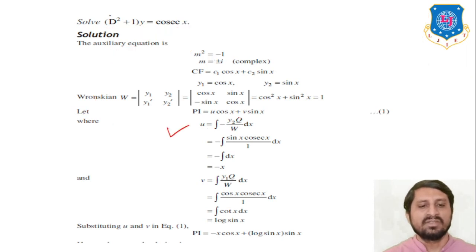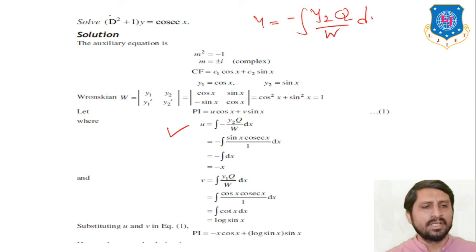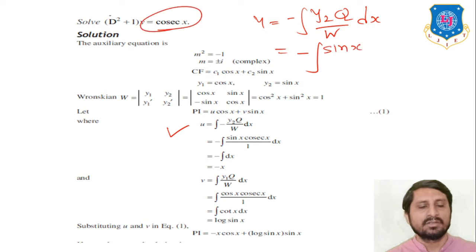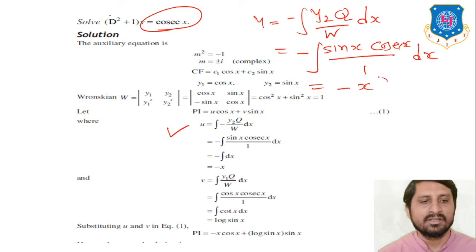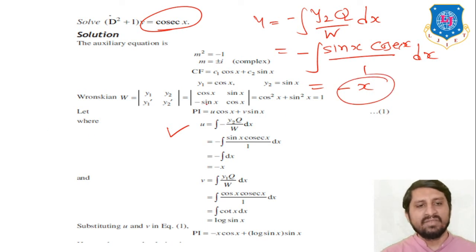So u is equal to the integration of minus y2 q upon w dx. y2 is sin x, q is this function cosec x, and the Wronskian determinant is 1, so dx. Sin x into cosec x is 1, so this is the integration of 1, so minus x, because minus is already outside the integration. So u is minus x.